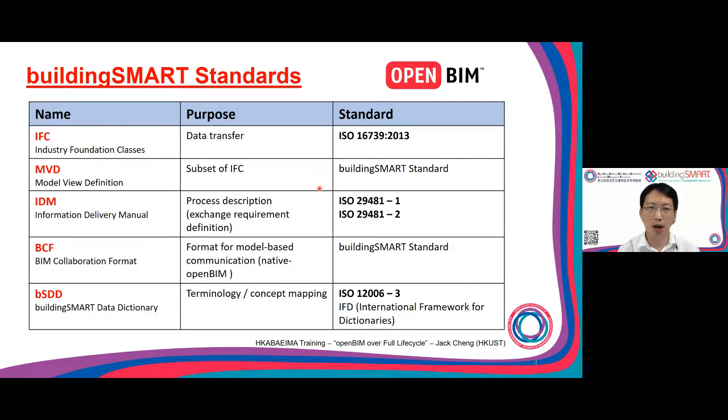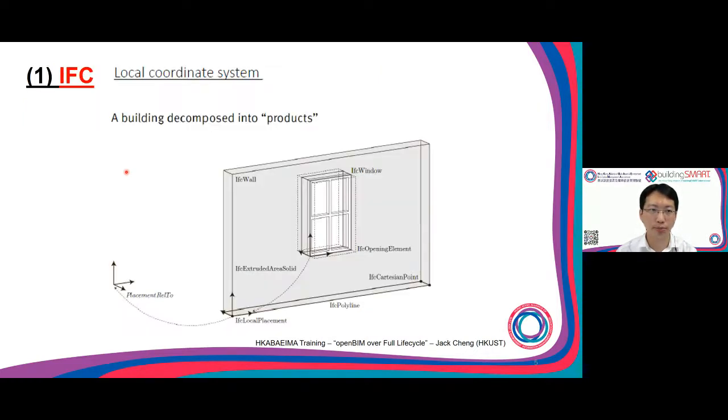Some buildingSMART standards, the openBIM, some of you may know, some of you may not know, is a list of the open standards by buildingSMART, which used to be called IAI. We have IFC, Industry Foundation Classes, MVD, Model View Definition, IDM, Information Delivery Menu, BCF, BIM Collaboration Format, and bSDD, buildingSMART Data Dictionary. And in the following, I will introduce briefly each of them so that later when we go through the example, then you know what we are talking about.